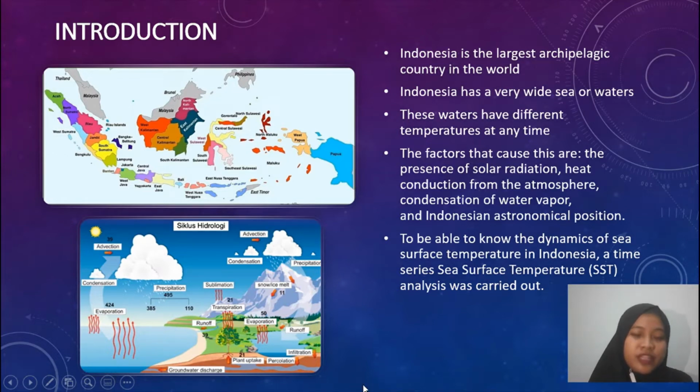Indonesia's astronomical position is at 6 degrees north latitude to 11 degrees south latitude and 95 degrees east longitude to 141 degrees east longitude, which also has an impact in the form of solar radiation throughout the year. To be able to know the dynamics of sea surface temperature in Indonesia, a time series of sea surface temperature or SST analysis was carried out.